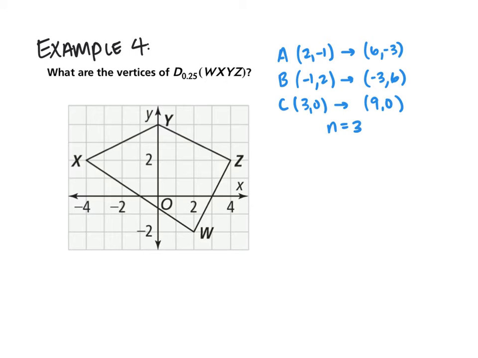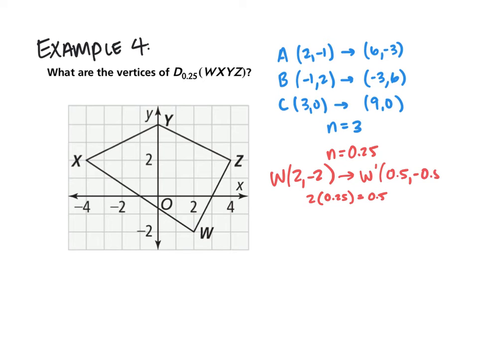Let's see if we can do that same idea to these coordinates, these vertices of this quadrilateral. So W is at 2, negative 2, and our scale factor on this one is 0.25, which is 1/4. So that would tell me that W prime will end up at, let's see, what's 2 times 0.25? Well, that would be 0.5, or 1/2. So W prime would be 0.5, negative 0.5.